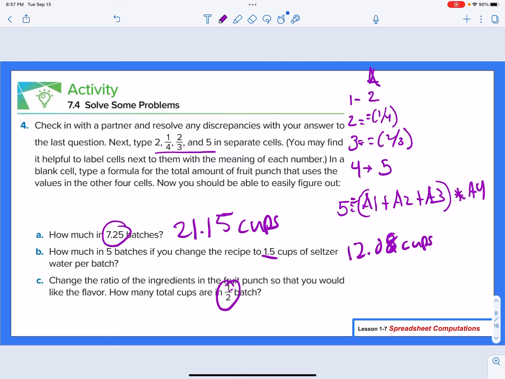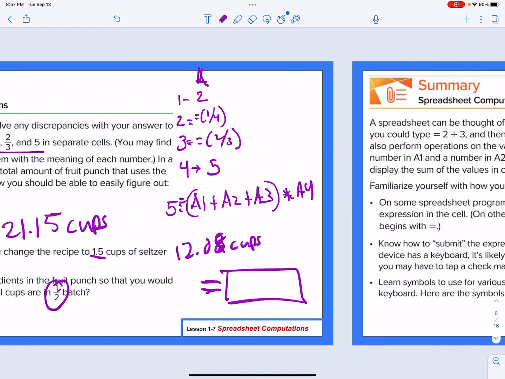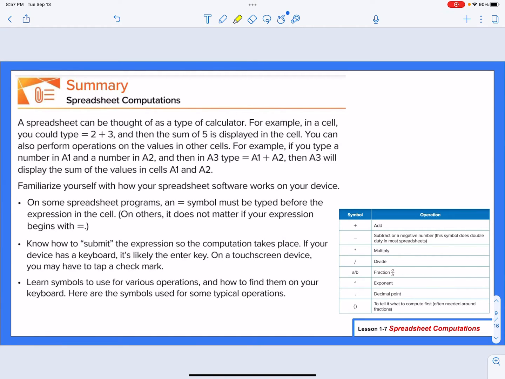As you do it, remember what's happening is you're putting that equal sign in front of whatever you're going to put in each cell. So don't forget the equal sign. Just take some practice, and you'll get better with time. So, in summary, a spreadsheet can be thought of as a type of calculator. For example, in a cell, you could type equals 2 plus 3, and the sum of 5 is displayed in the cell. You can also perform operations on the values in other cells. For example, if you type a number in A1 and a number in A2, and then in A3 type equals A1 plus A2, then A3 will display the sum of values in the cells.